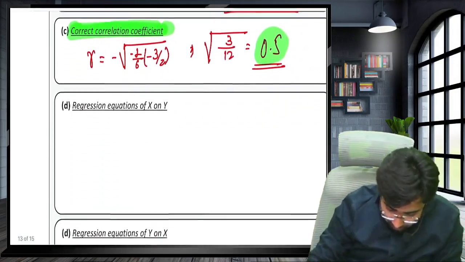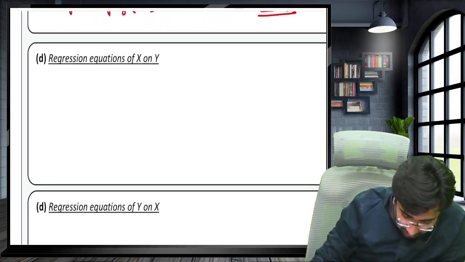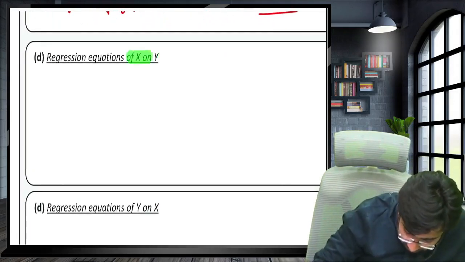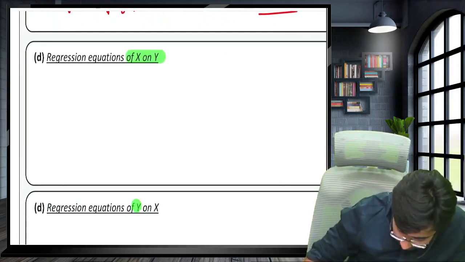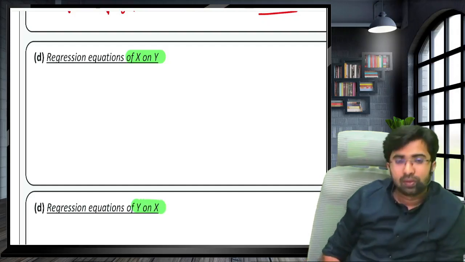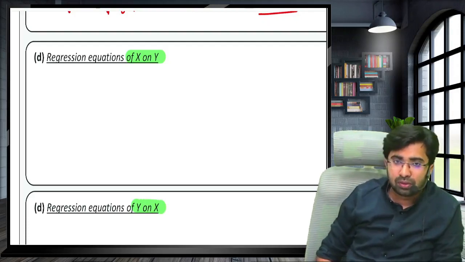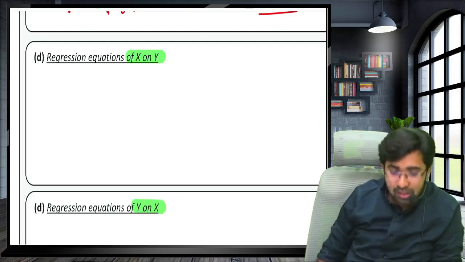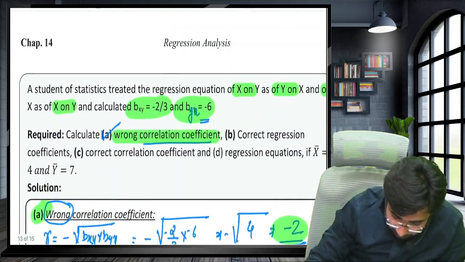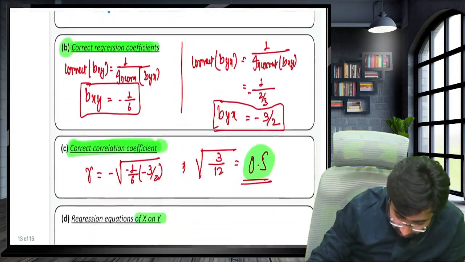Guys, now you have to take this as homework. Identify the regression equations, which one is x on y and which one is y on x. Guys, we have already discussed this. You have to apply the assumption approach. Okay, sorry. No assumption approach.